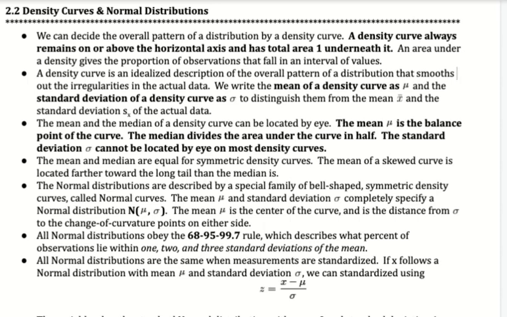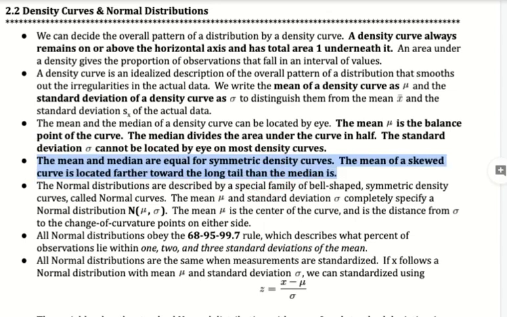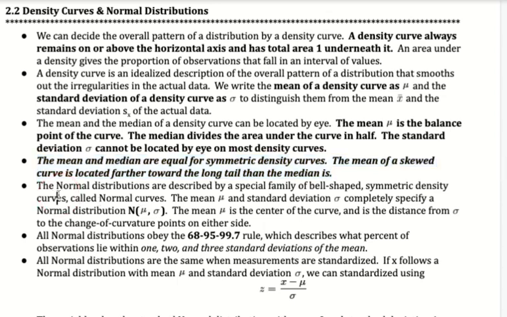If you have a perfectly symmetric density curve, the mean and the median are equal. The mean of a skewed curve is located farther toward the long tail than the median is. This goes way back to stuff we talked about earlier. Remember, skewed data affects the mean and does not affect the median as much. So be really careful if there are any long tails when it comes to the density curve.